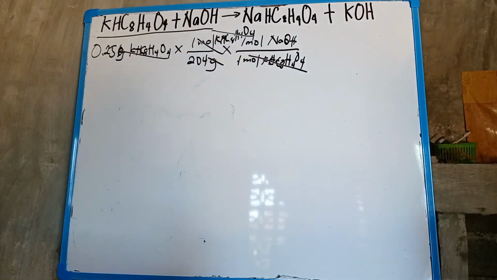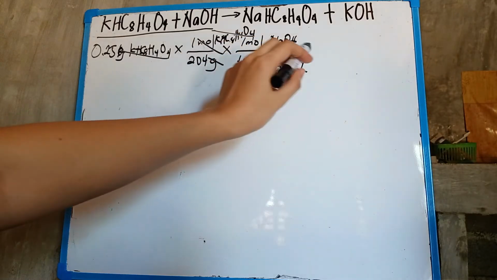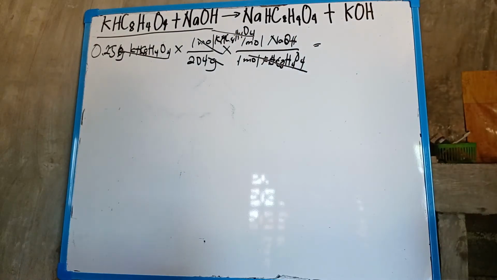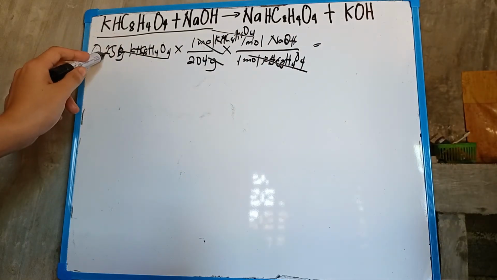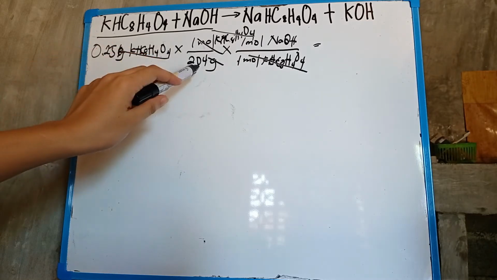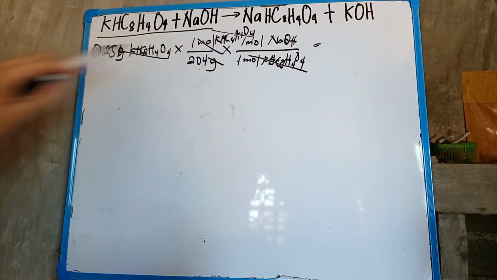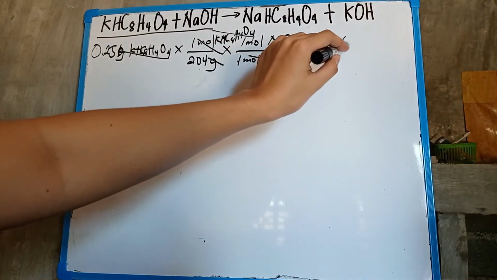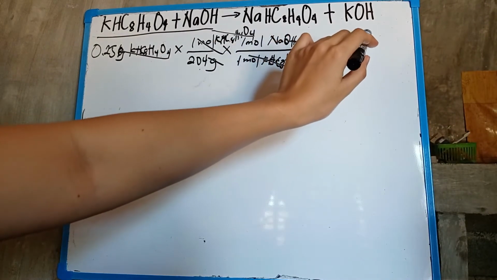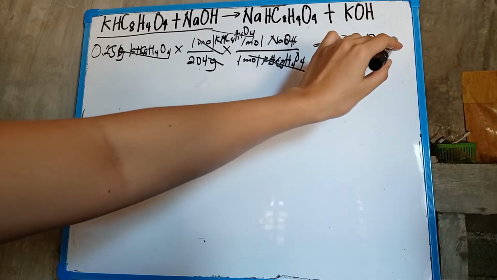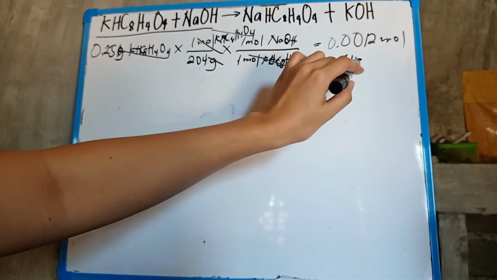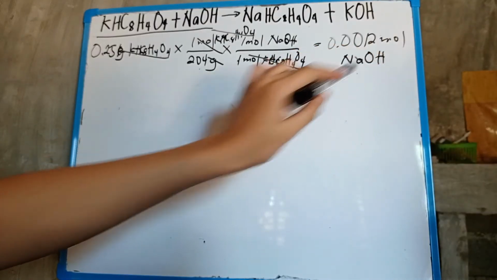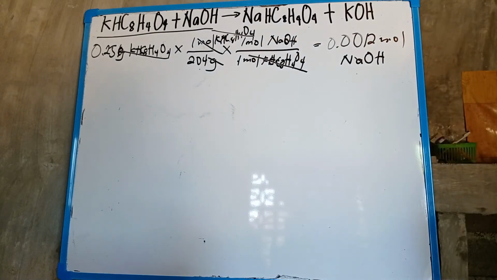What remains is the 1 mole of sodium hydroxide. So we can now get our answer. We divide 0.25 by 204 and then by 1 mole. Our answer is 0.0012 mole of NaOH. So we now have our mole for the molarity.